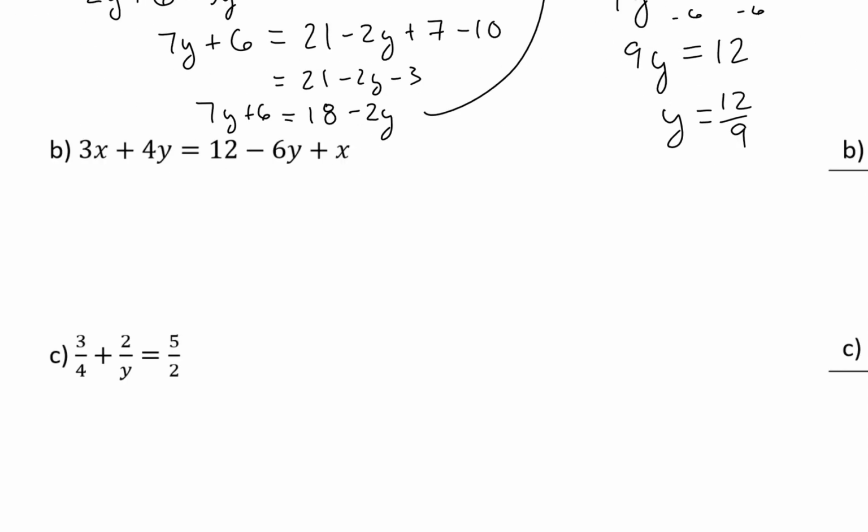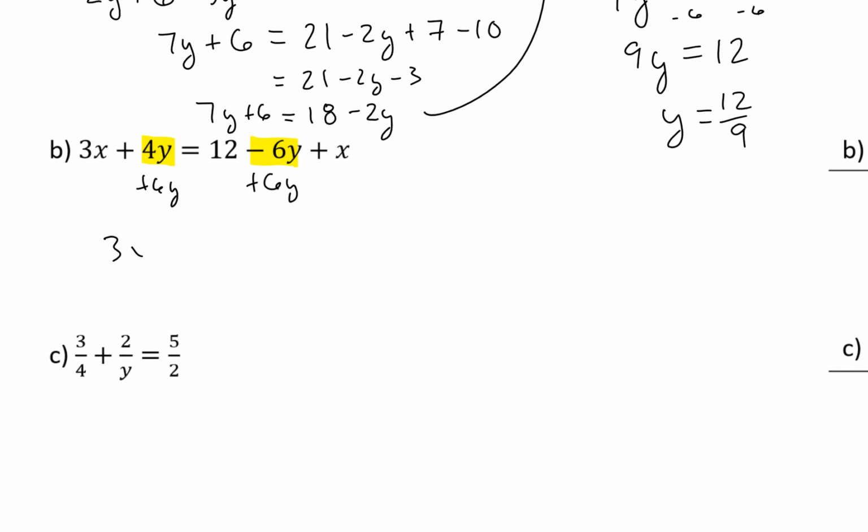Let's move on to part B. In part B, I'm asked to solve for y. That's a little problematic because I can see I've got some y's in two different locations. There's some y's over on the left-hand side and some y's on the right-hand side. I think what I'm going to do is add 6y to both sides. So if I do that, at least my y's will be in the same location.